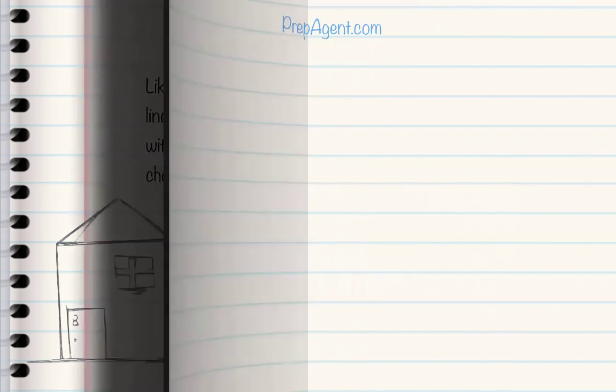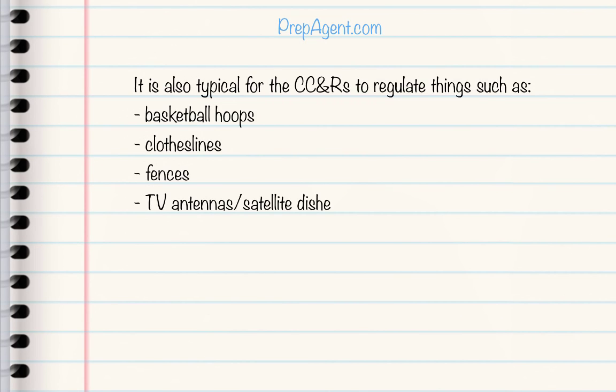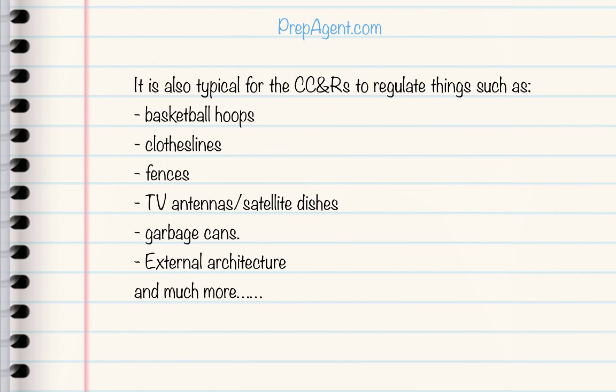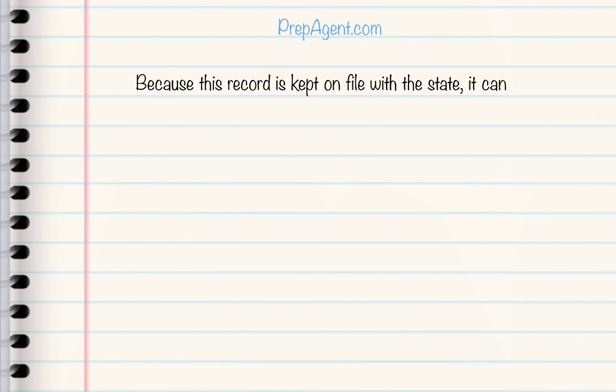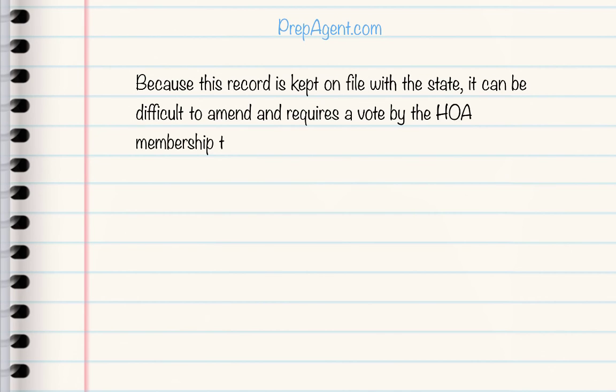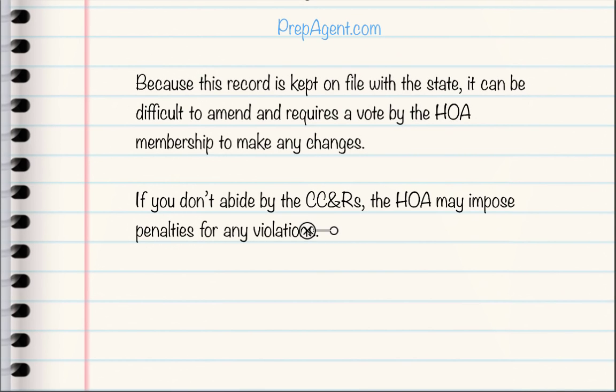It is also typical for the CC&Rs to regulate things like basketball hoops, clotheslines, fences, TV antennas, satellite dishes, garbage cans, external architecture, and much more. Because this record is kept on file with the state, it can be difficult to amend and requires a vote by the HOA membership to make any changes. If you don't abide by the CC&Rs, the HOA may impose penalties for any violations.